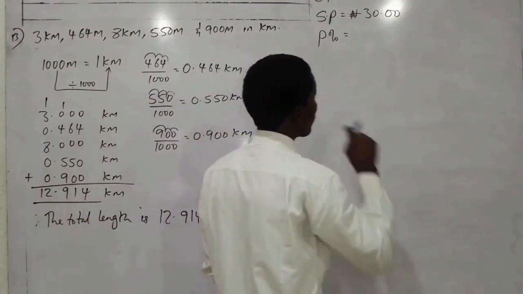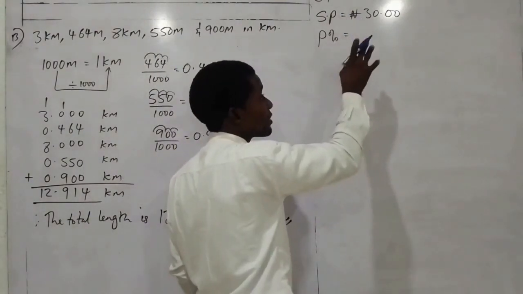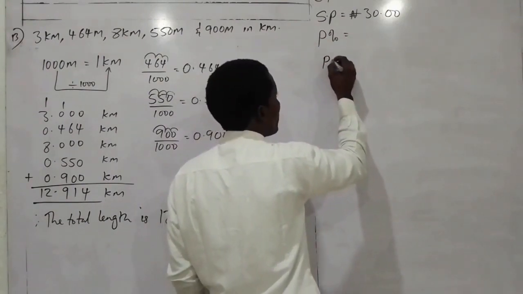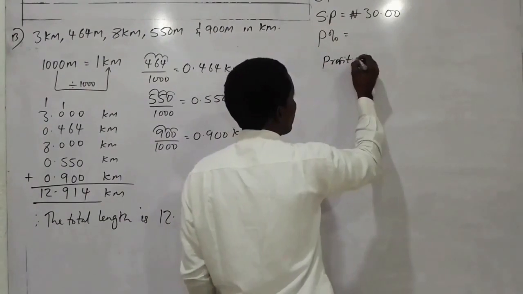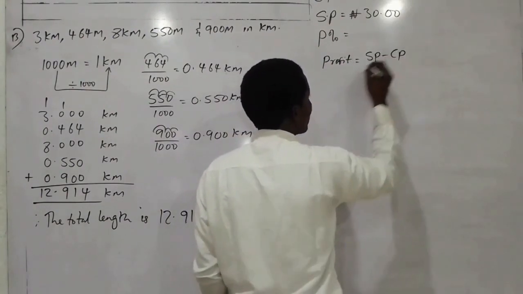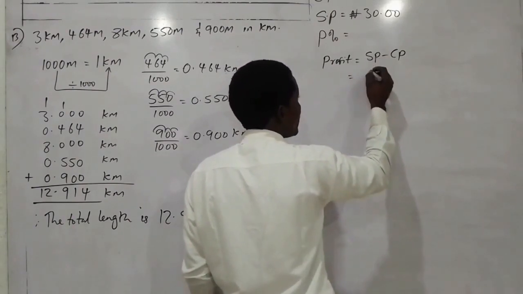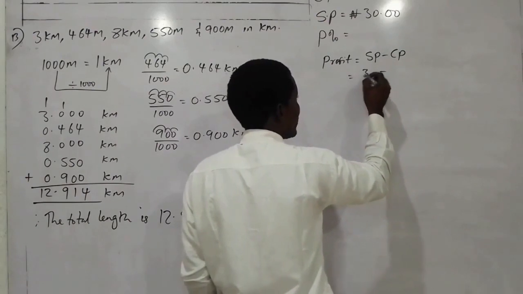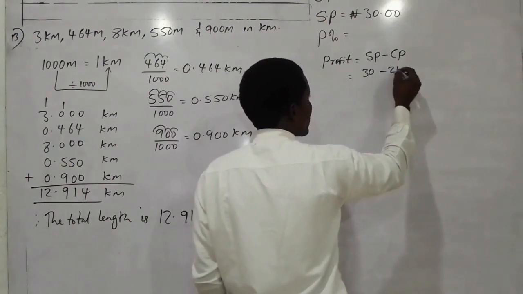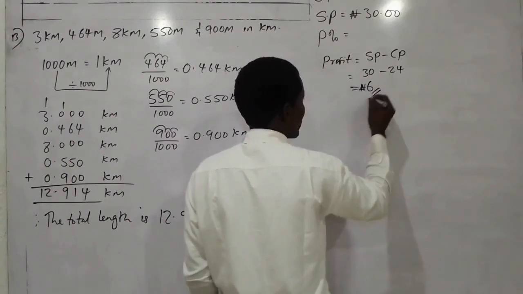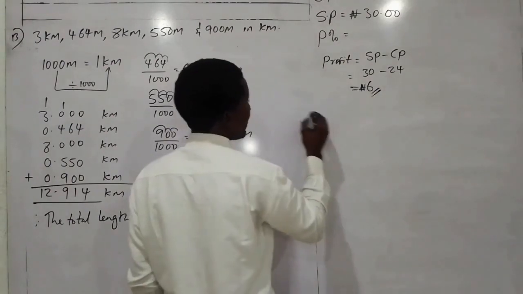Now before you calculate anything, you need to find the profit of the man. The profit will be selling price minus cost price. He bought something for 24 naira and he sold it for 30 naira. So let's find the profit. 30 minus 24 will give us 6. So the man's profit is 6 naira.